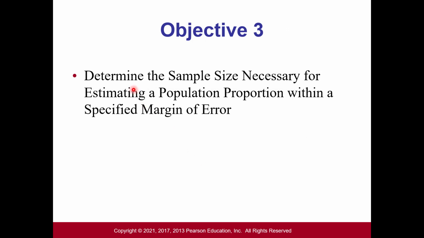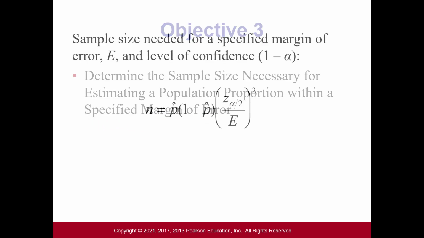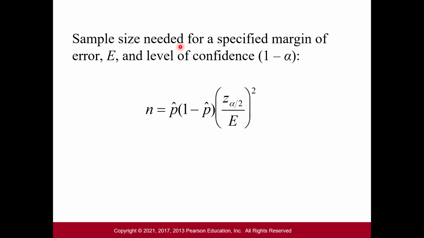So next objective, let's determine the sample size necessary for estimating a population proportion within a specified margin of error. This time we're going to be given a margin of error that we're trying to stay within. So the sample size needed for a specified margin of error, which is capital E, and our confidence level, 1 minus alpha, is going to be n.